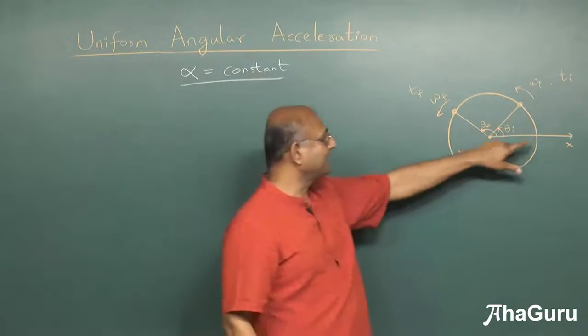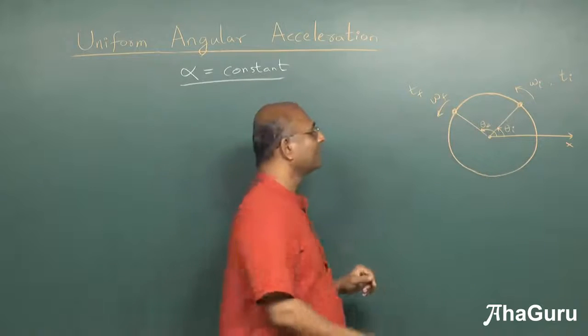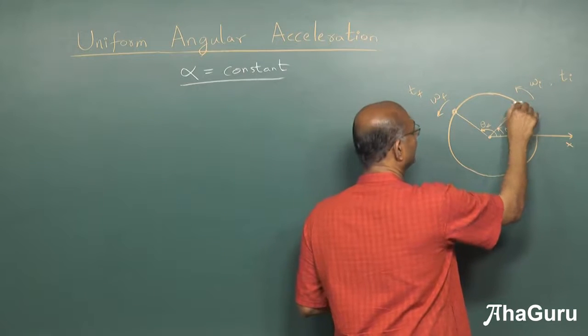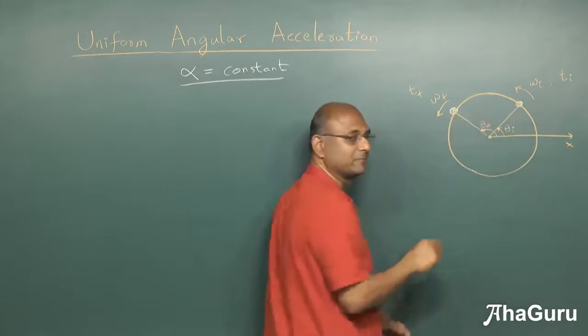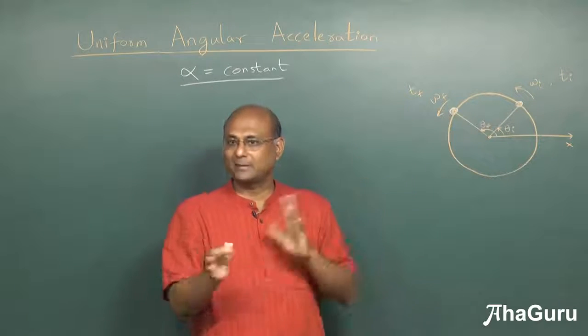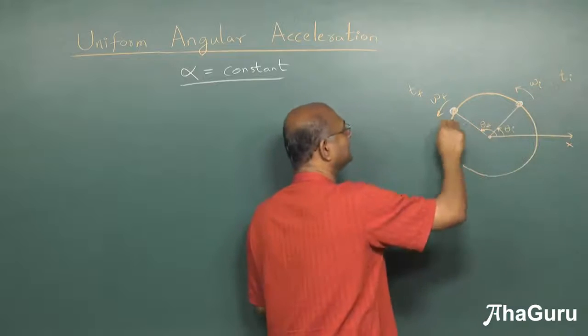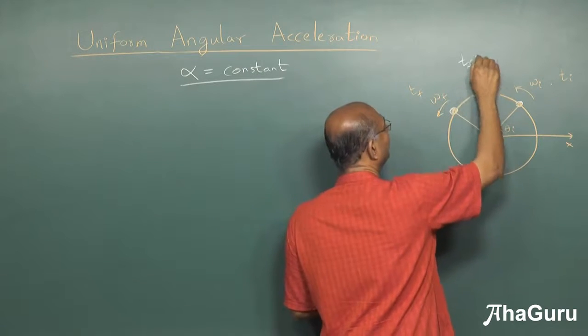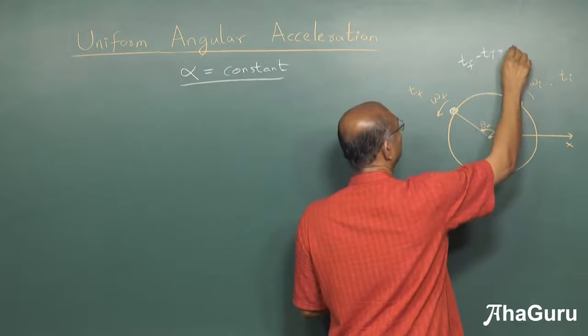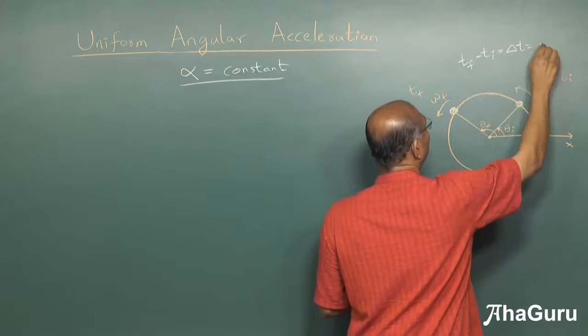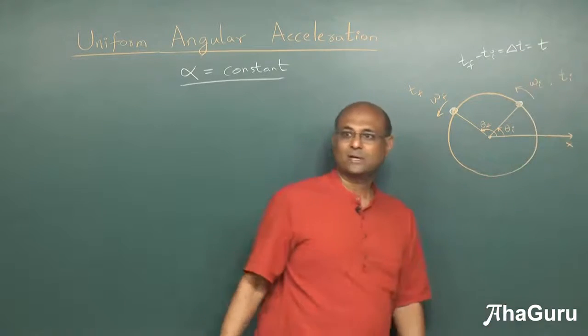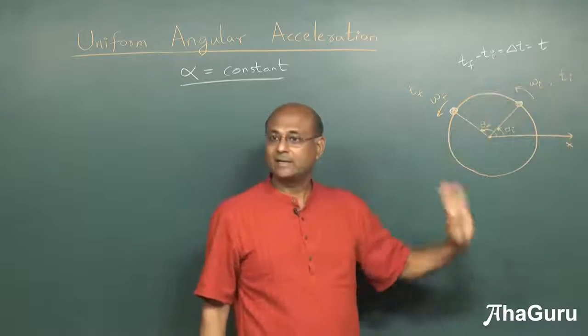So here I have a particle that is moving around like this. This is the initial position. This is the final position. Initial and final are just two time instants. So this is the time instant Ti, this is the time instant Tf. Tf minus Ti, I should be calling it delta T, but I am going to call it T. So the time interval, I'll just call it T.